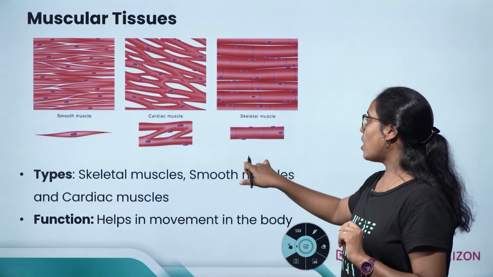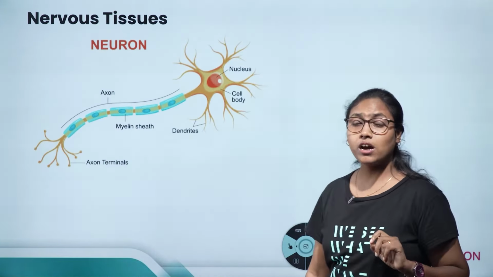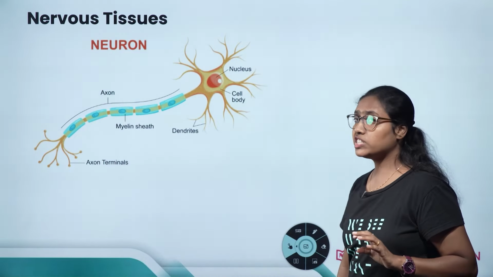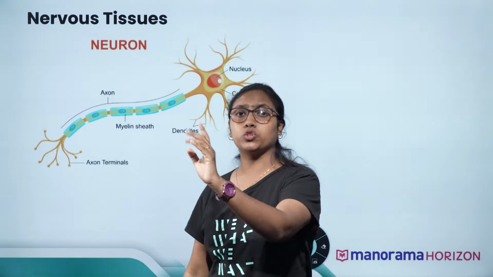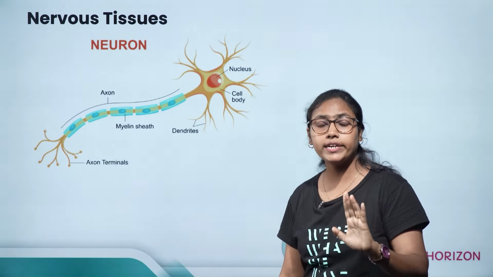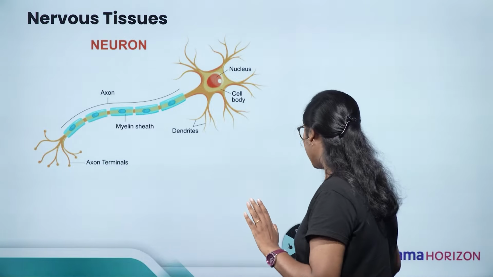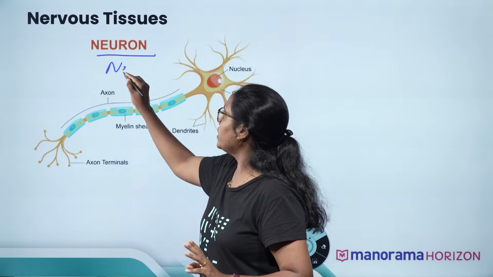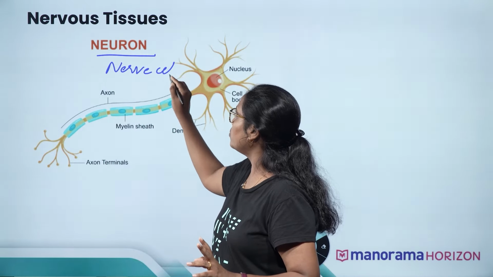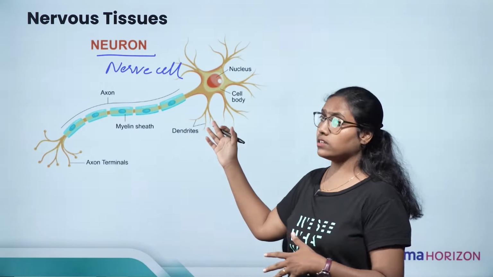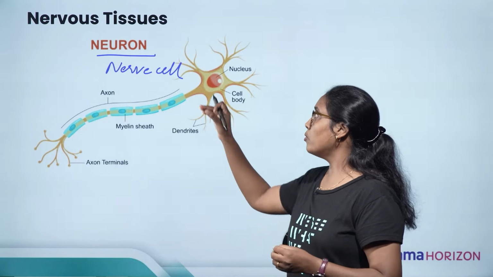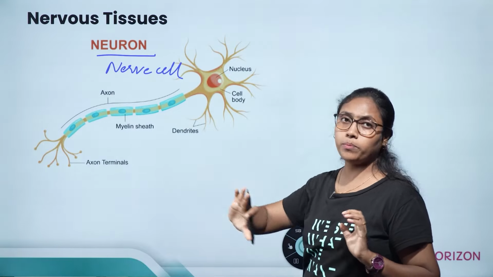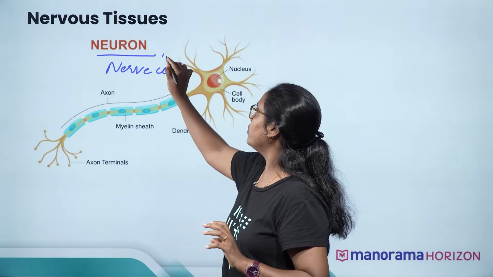Okay. Now, let us move to the last animal tissue, that is nervous tissue. Nervous tissue, the whole of the nervous tissue is made up of only one type of cell, and that cell we call it a nerve cell or neuron. Okay, you can call it a nerve cell. There's no difference between calling it a nerve cell or a neuron, but the most used biological term is neuron.